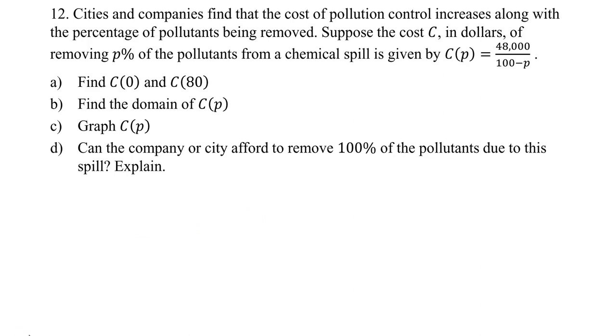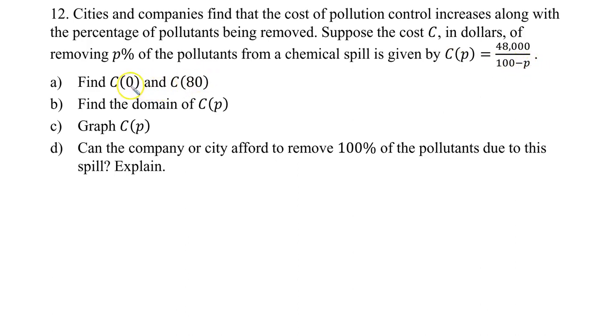Okay, so for an application problem, cities and companies find that the cost of pollution control increases along with the percentage of pollutants being removed. Suppose the cost C in dollars of removing P% of the pollutants from a chemical spill is given to us by this very nice rational function, where P cannot be equal to 100. That means that they can't remove 100% of the pollutants. That doesn't make a whole lot of sense. So anyway, we'll address that as we get to it.